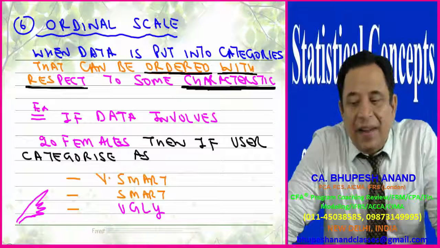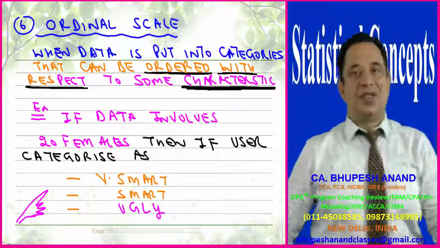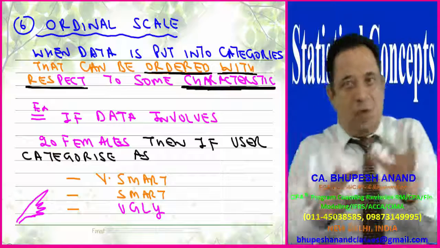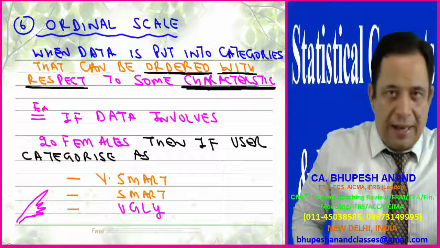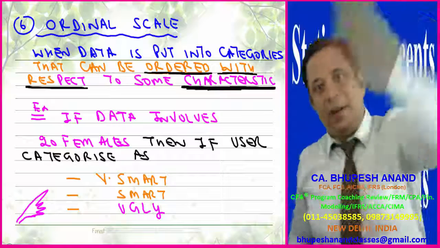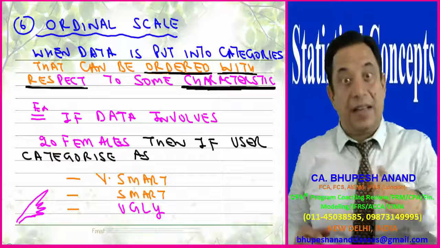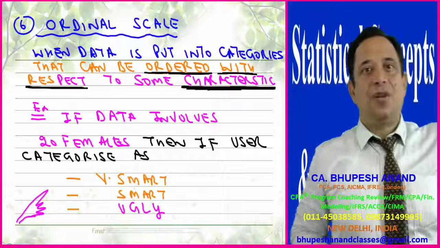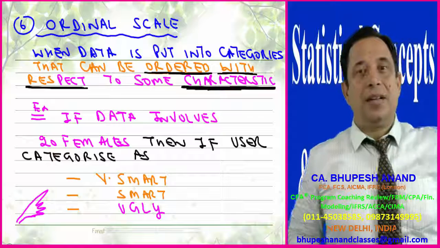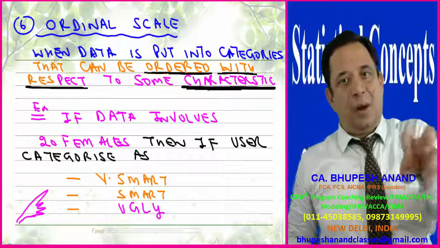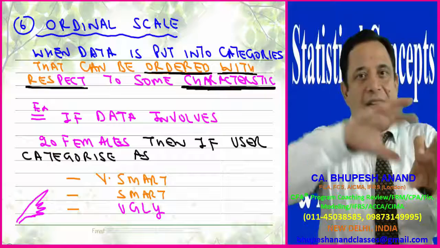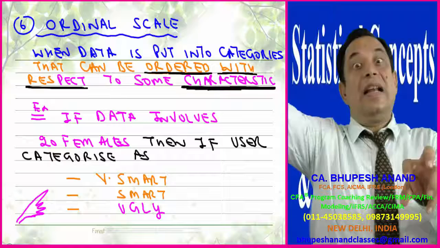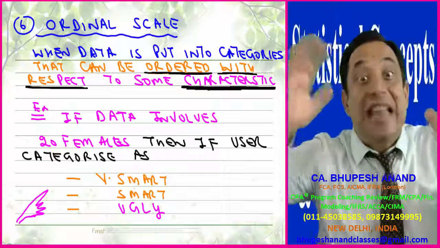Ordinal scale. When data is put into categories, that can be ordered. No doubt we are categorizing in nominal, in ordinal, in interval, in ratio also, but each will have a refined version. Firstly, in history, we started with nominal, then upgrading it, we came out with ordinal. Then after upgrading, we came out with interval. Then the limitations of interval have also been covered in ratio. So there are four types of scales.